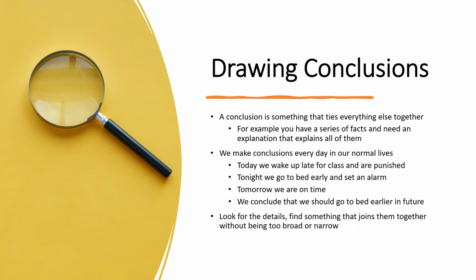So the main skill that we look at in lesson 7 is how to draw a conclusion. And you can think of a conclusion as being something that ties everything else together. In some ways, it's quite similar to the main idea. You don't want a conclusion that's too narrow or too broad. And you're trying to include all the other information. You're trying to unify all the other information.